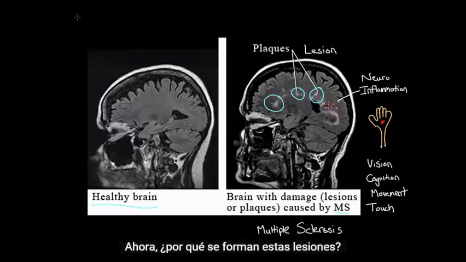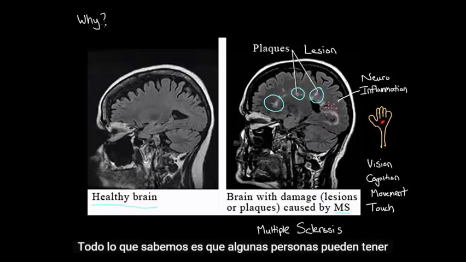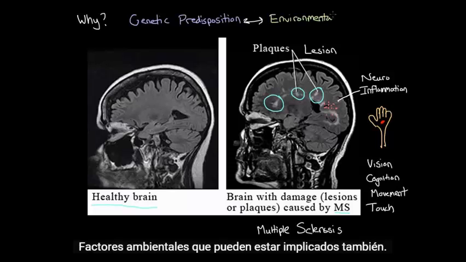Now, why do these lesions form? Why does the immune system attack the brain? The problem is that we don't actually know. We're not really sure with 100% certainty what causes multiple sclerosis. All we know is that some people may have a kind of genetic predisposition towards developing the disease, and that there are also probably some environmental factors that may be involved as well.